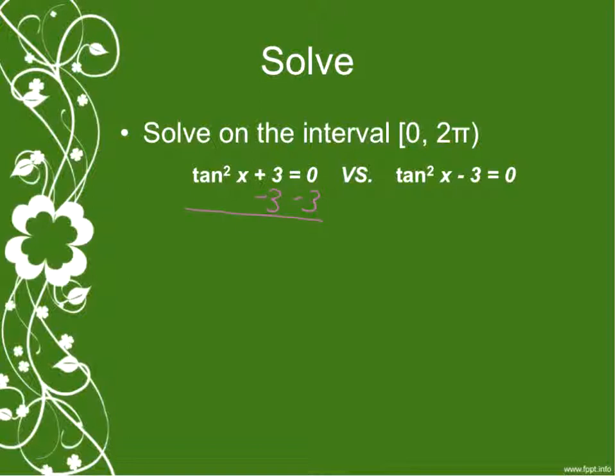I would need to subtract the 3. Excellent. Let's do the one on the right. So the one on the right, tan squared x minus 3, I would need to add 3. So we said in the last problem, when I have something that's squared, the way that I get rid of the square is by square rooting it. So let's go ahead and square root both sides.